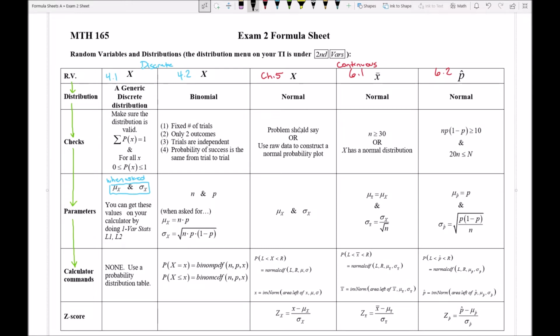Notice in this normal distribution column that we have here, our checks are that the problem should either directly tell me that I'm working with the normal distribution, or, in a later section within chapter 5, I think it's section 5.2.3, I'll be able to use raw data to construct a special kind of graph that will let us know if it's safe to assume that we are working with a normal distribution. Okay, so let's see how this is going to all work in the example that we have.